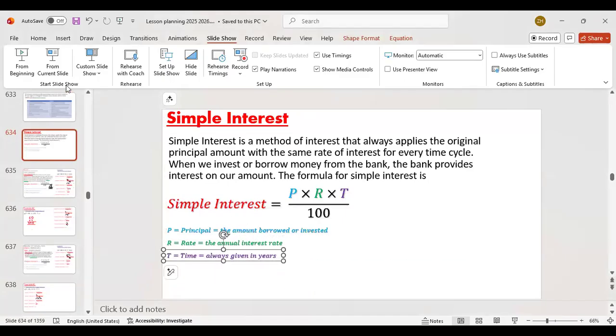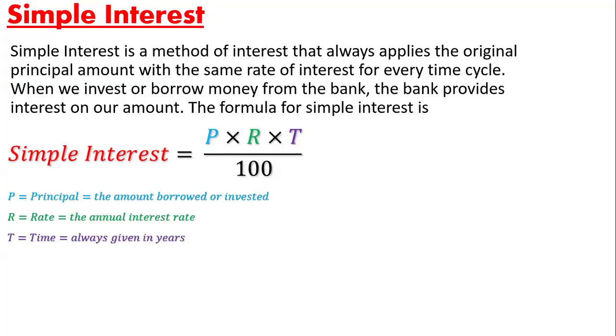The rate is the annual interest rate. T is time, and time is always given in years. Time is money, that is so true. So P is principal, the amount borrowed or invested. R is the rate, the annual interest rate. And T is time, and time is always given in years.